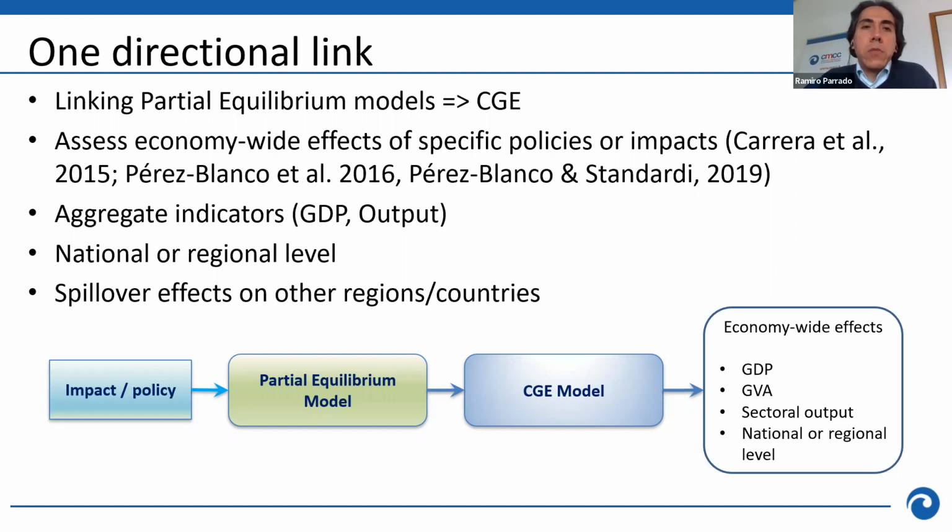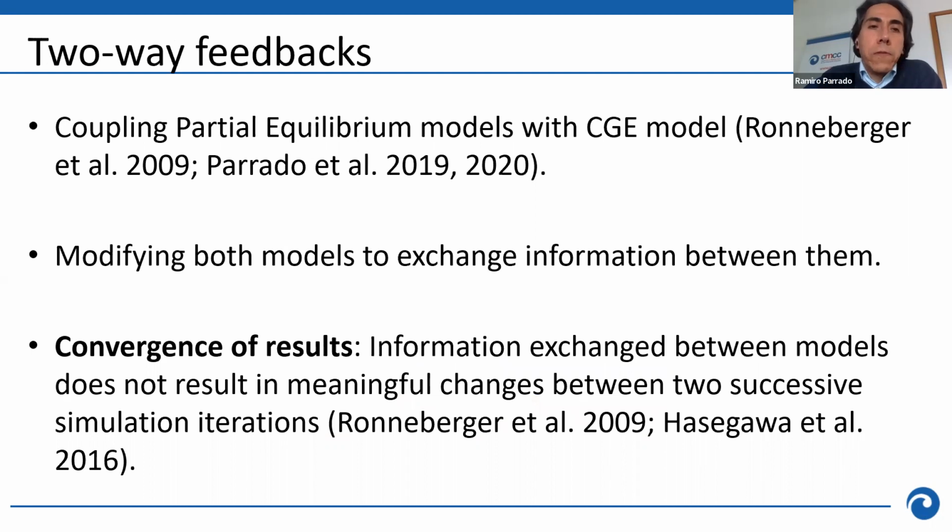The other alternative that we have in this modular approach is to consider the two-way feedbacks. This means that we will look for a coupling between the partial equilibrium model and the CGE model. And in order to do this, we have to modify both models to exchange information between them. One important part of this process is the convergence of results. And we define convergence when the information exchange between models does not result in meaningful changes between two successive simulation iterations. This means that there will be no changes in the values of the variables that we're exchanging between models, such as prices. So we could say that there's an equilibrium or a convergence between the two models.